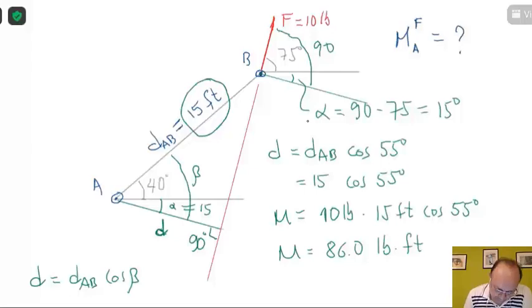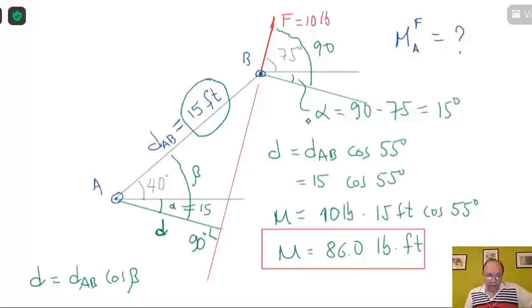That will be the way to find that moment in the case that we don't have the distance that is perpendicular from the point A to the force F, or to the line of action of the force F. All right. Sometimes it's not like the ideal case, but it's doable.